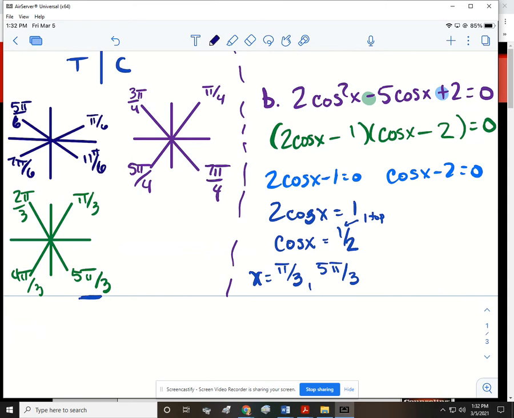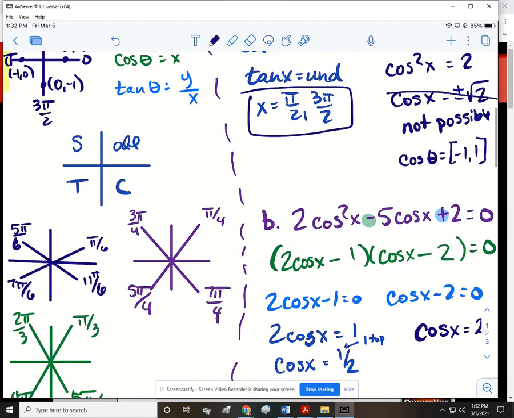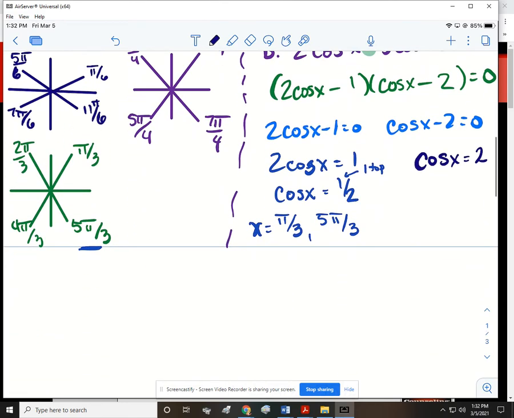All right, and then on this one, we're going to add the 2. And then start thinking, can cosine of x equal 2? So it's the same issue we had up here. When you take cosine of an angle, it has to give you something between -1 and 1. This is too big, so it's not possible. So our only answers are the pi over 3 and the 5 pi over 3.